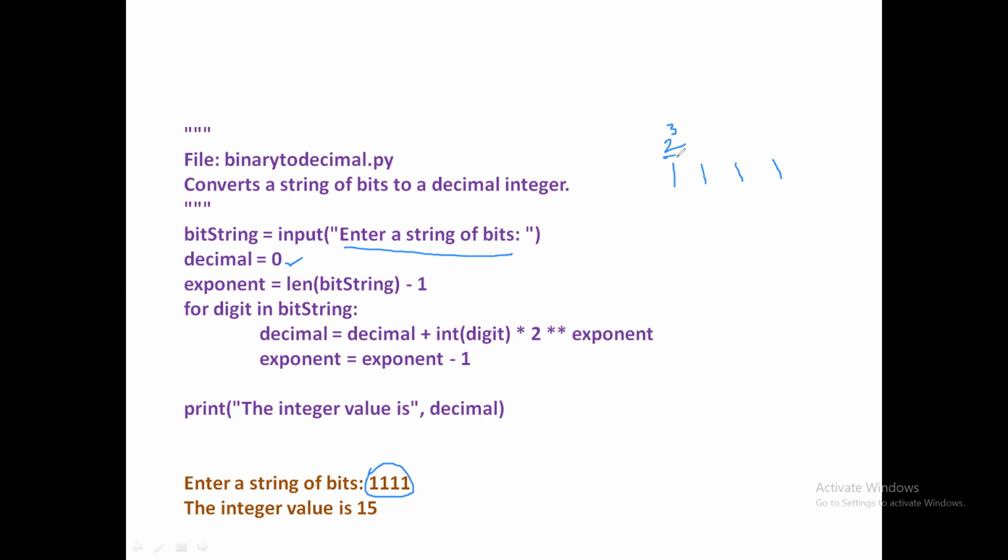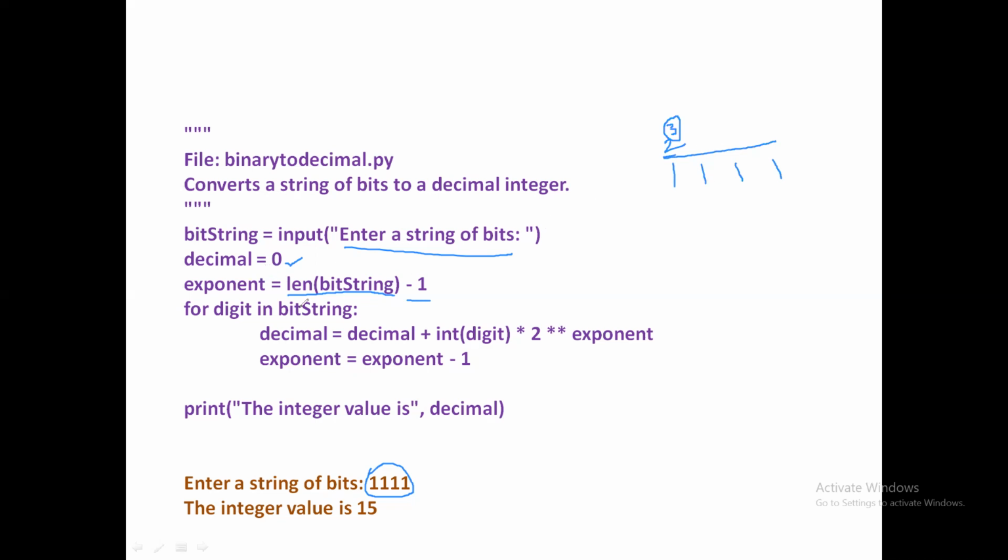Therefore, you should understand how many bits are there in the given binary number. That is the reason why I'm calculating the number of bits. Len of bit string returns the number of bits, and because I need it one less than the number of bits, I'll take a minus 1. So len of bit string returns the number of bits, that is 4, minus 1 is equal to 3. So I'll start the exponent at 3 for our example.